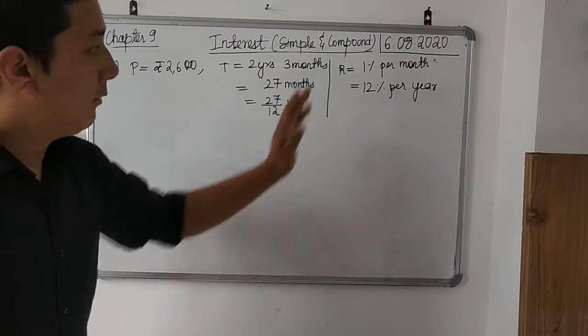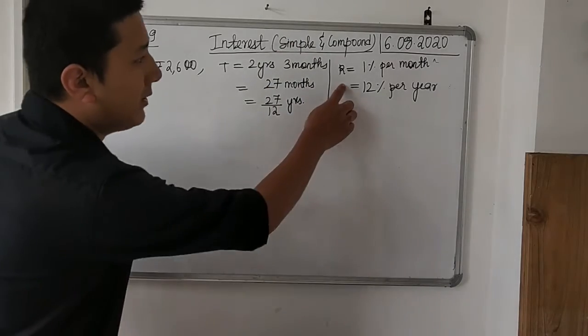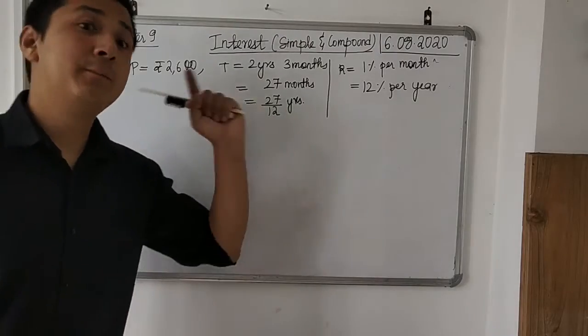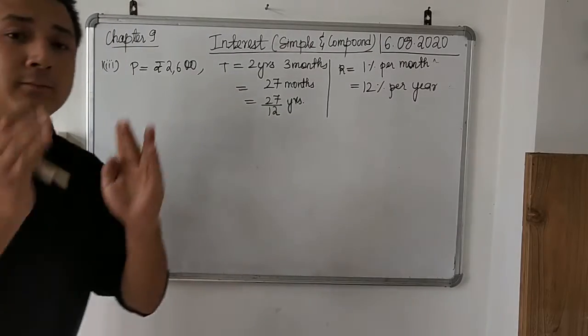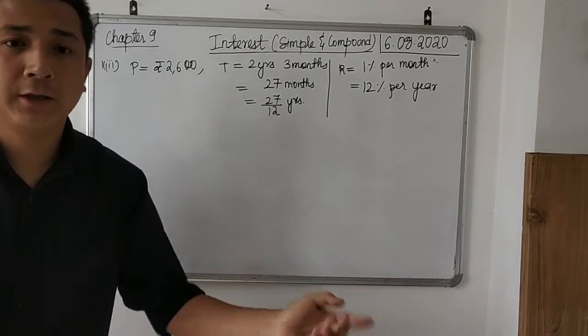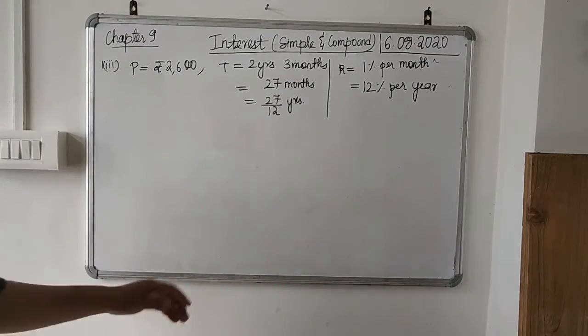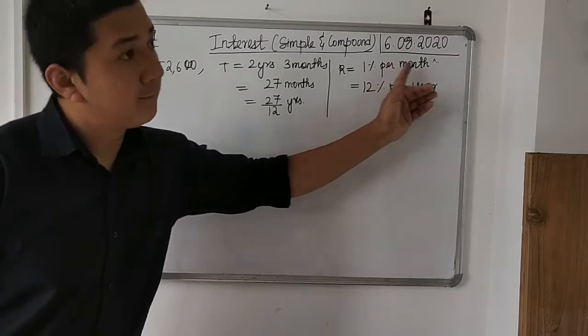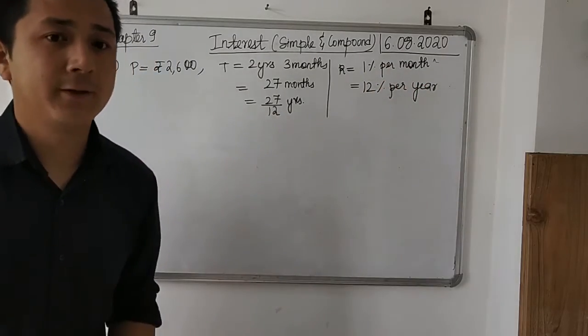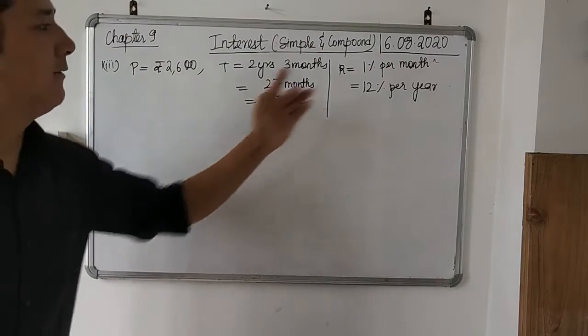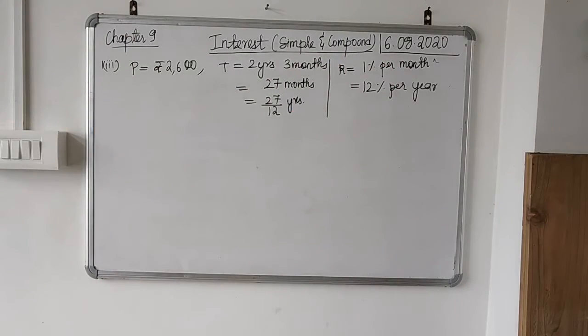Okay. Now the interesting thing out here is rate is given 1% per month. So per month is 1%, so per year it will be 12%. Isn't it simple? Are you clear with this? 1% per month, but we have to find per year, no? So 12% per year. So what to do? Put the values accordingly. We will easily get the interest.